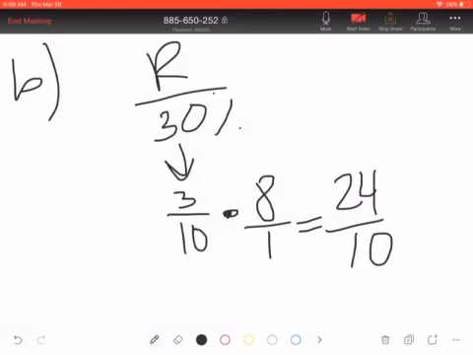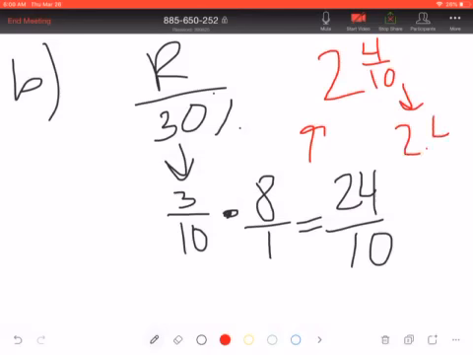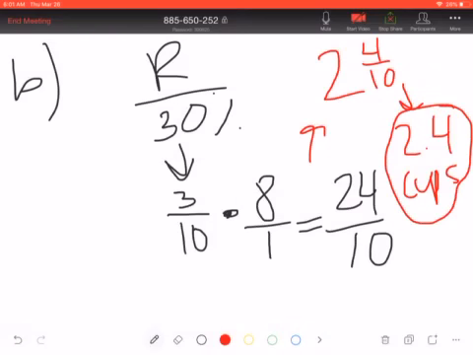From there, you can convert. You know that that is 2 4/10, or 2 4/10. So how many cups? It's 2 4/10 cups. And then we want to draw a diagram to represent that problem as well. So we can do that just by going like this. I'm going to do that on the next page.